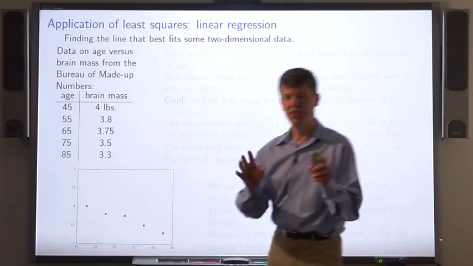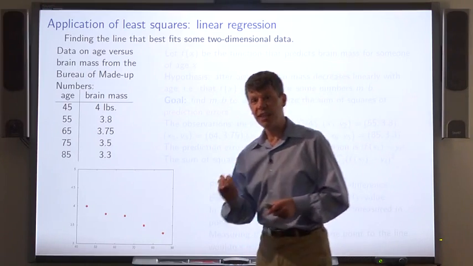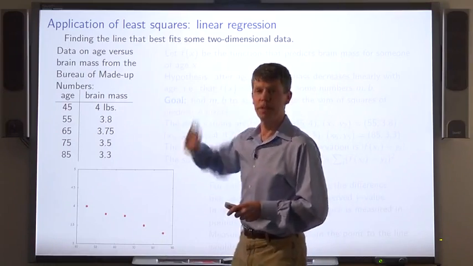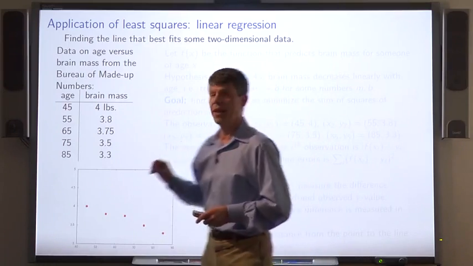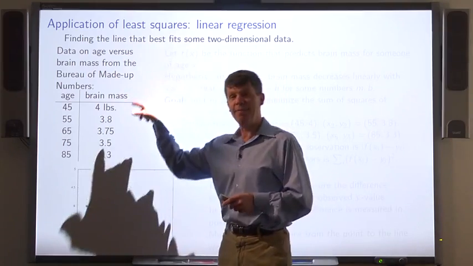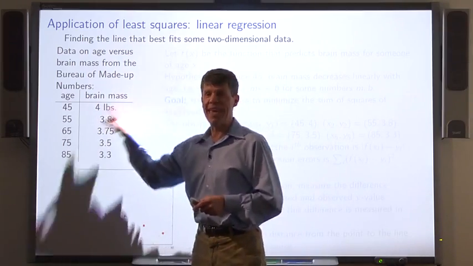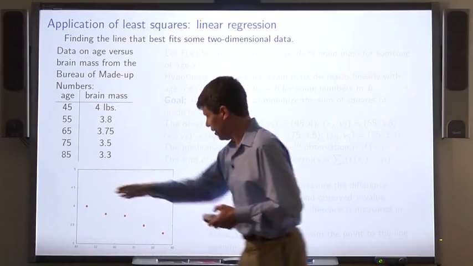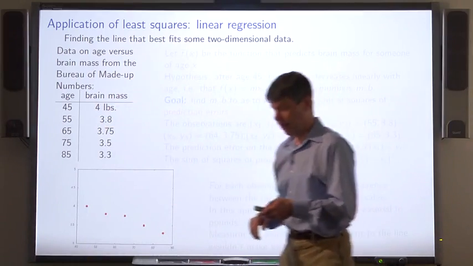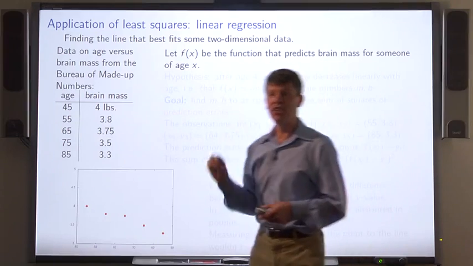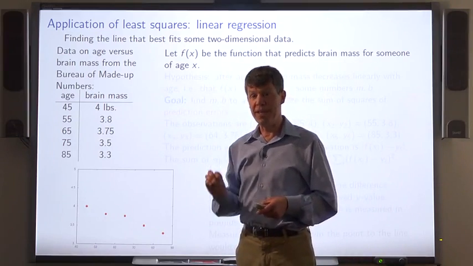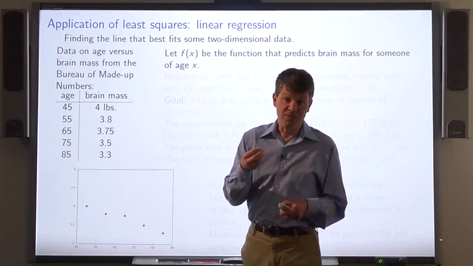Here's an application of least squares, fitting a line to data. So here's some completely made-up data that gives average brain mass as a function of age after age 45. Here's the data plotted.